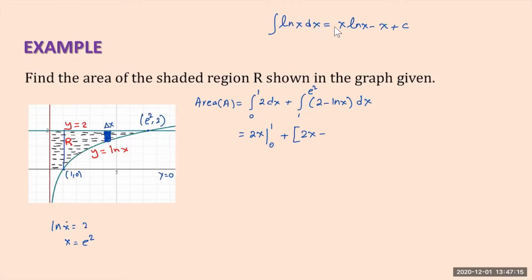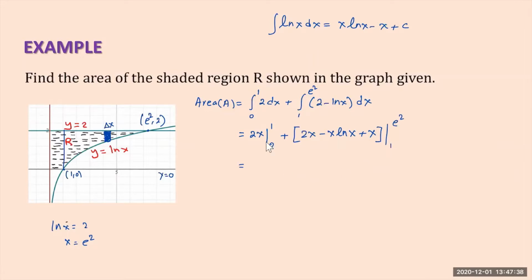Integration of natural log x is x log x minus x plus c. So I'm subtracting it, so it will be negative x natural log x minus x, so it will be plus x in this case because I'm subtracting that. And this must be evaluated between 1 and e squared.